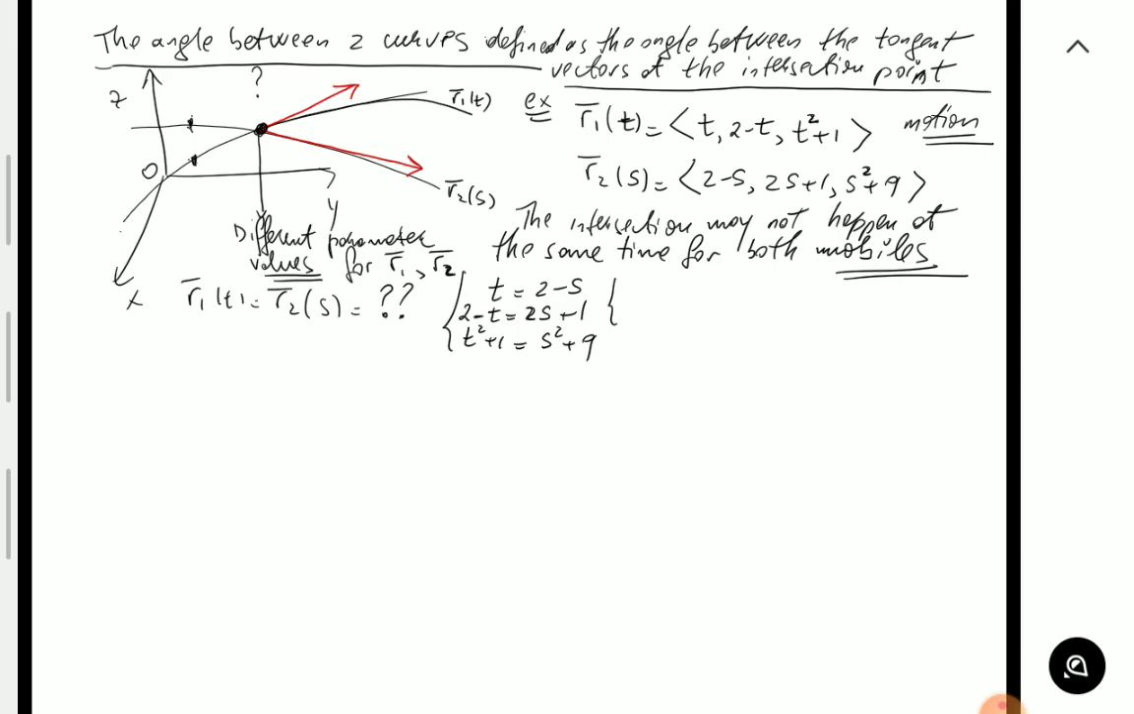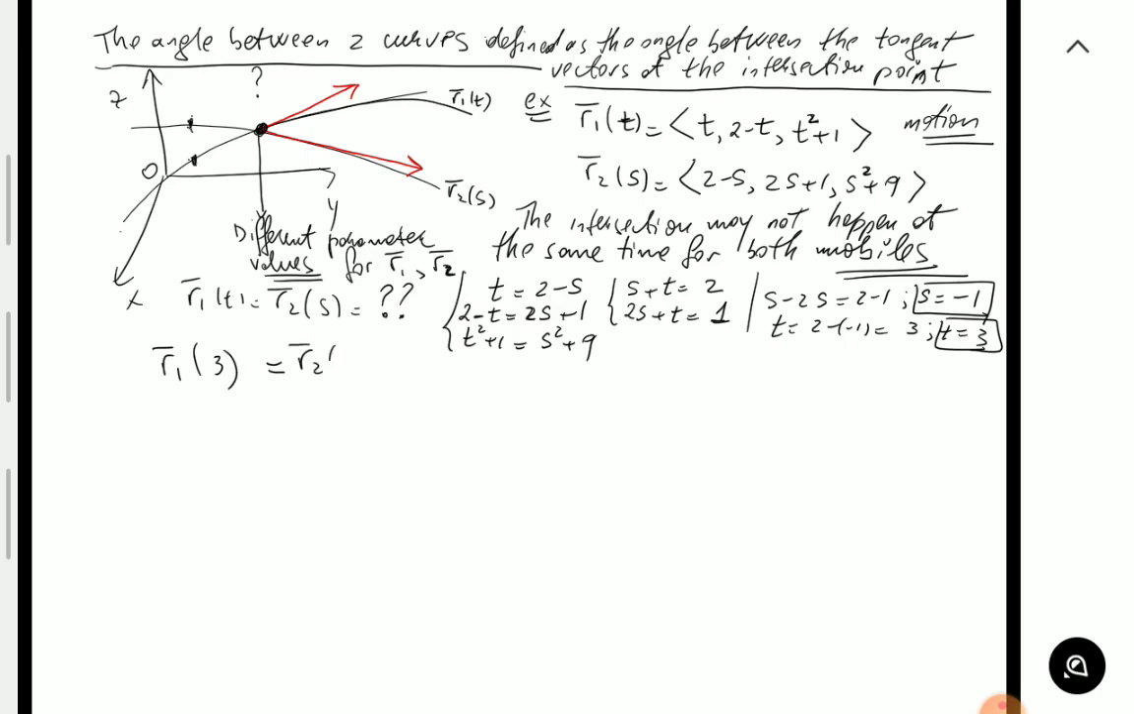So let's just take the first two equations and manipulate the terms a little bit. s plus t is 2. 2s plus t, from the second equation, should be 1. If we subtract the two, we get s equals minus 1. And then if we plug it back into t equals 2 minus s, the parameter value is 3. So R1 of 3, that is t equals 3 for R1, and R2 of minus 1 would indicate the intersection point.